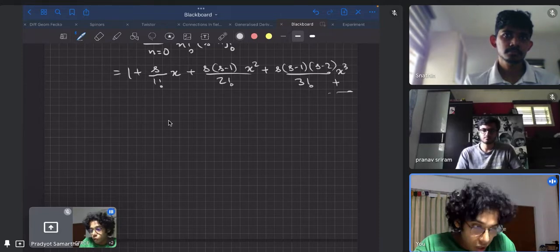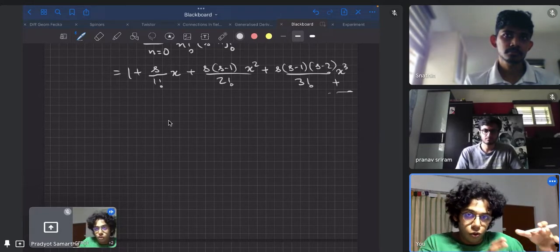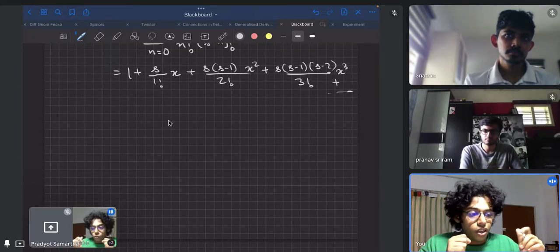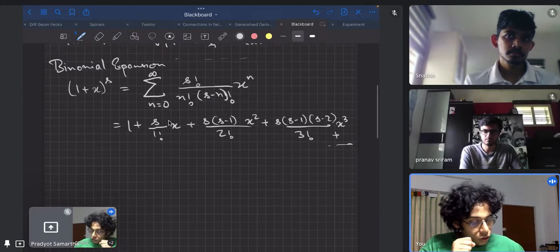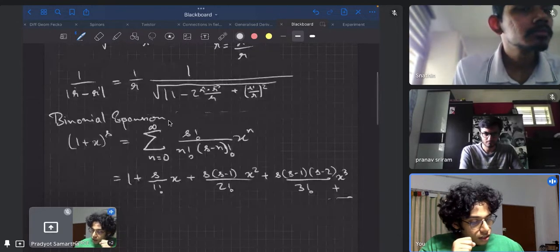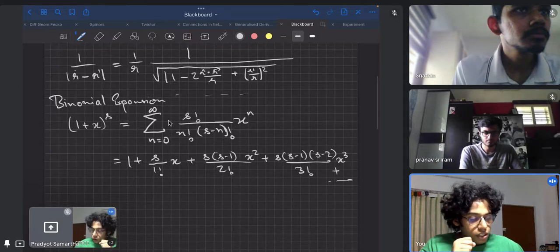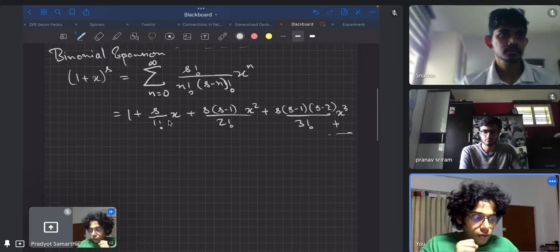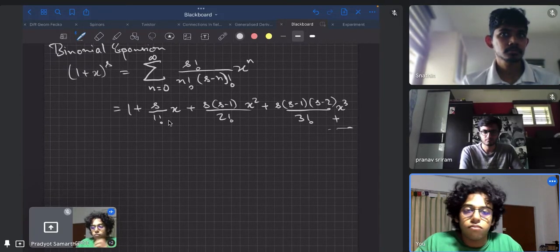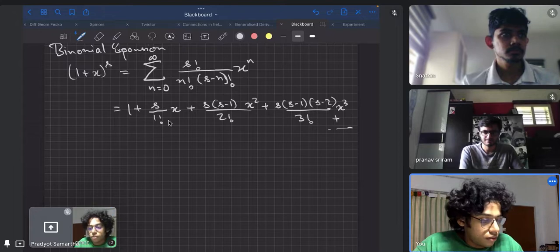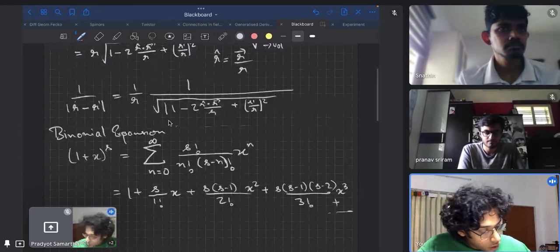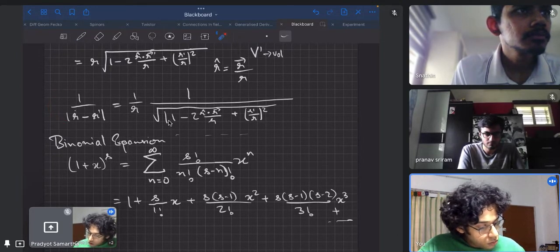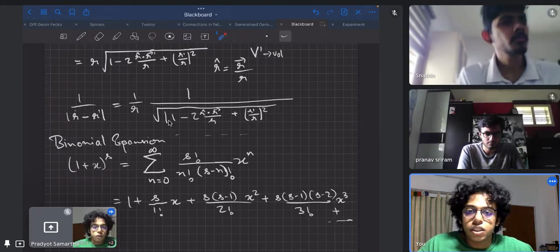So what we want to do with this: the whole reason we were talking about this is that we know we can write this particular thing in terms of 1 plus x to the power of s. So how do we write that down? Any volunteers? We want to write this particular term down in terms of 1 plus x to the power of s.